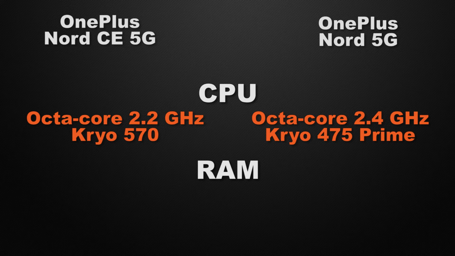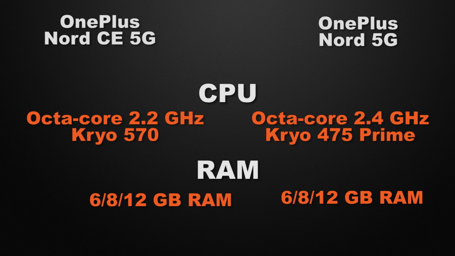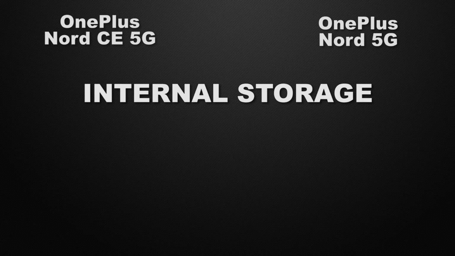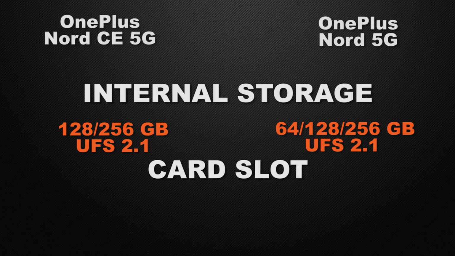And about the RAM variants in the devices, Nord CE have 3 RAM variants, 6, 8 and 12 GB of RAM variant, whereas Nord have 3 variants, 6, 8 and 12 GB. So the winner here is Nord CE because it have high capacity of RAM. Let's talk about the internal storage of the devices. Nord CE have 128 and 256 GB of storage, whereas Nord have 3 options, 64, 128 and 256 GB of storage. So the winner here is Nord because it have multi-storage option. And about the external storage of the devices, Nord CE did not have any external card slot, whereas Nord also did not have. So it's a tie.